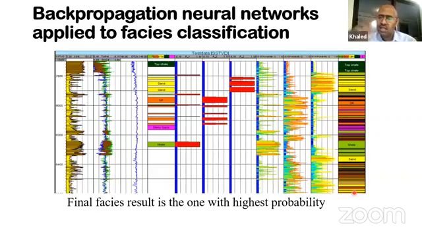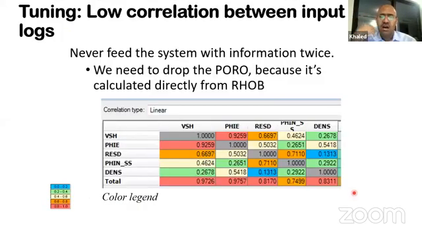Please do not click, click, click and run the model. No, try to understand, try to enhance it. One way to enhance the neural net is never feed the system with the information twice. What we mean by that, let's say you calculate porosity from density and you are using the density as input and you are using the porosity as input. So you are trying to trick the system. You are trying to tell the system the density twice, which is not good.